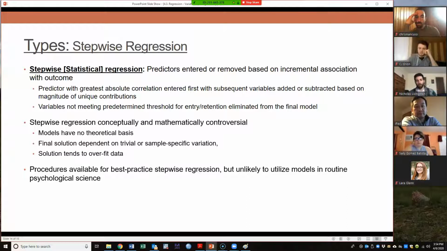Questions on this? Do people see the difference between the stepwise regression and the hierarchical regression? People often will get these mixed around.